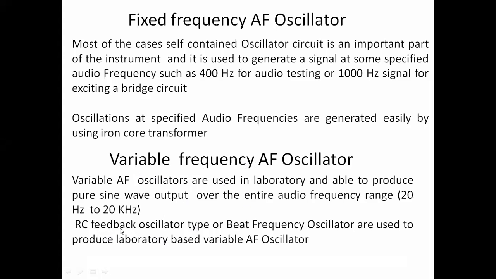Generally, the RC feedback oscillator or the beat frequency oscillator are used for the generation of variable frequency signals. Coming to the RC feedback oscillator, we can change the value of the resistance or the value of the capacitance, and by that we can vary the generated frequency of the oscillator. In most cases we go for changing the capacitance, and by changing the capacitance values there is a change of the generated frequency.